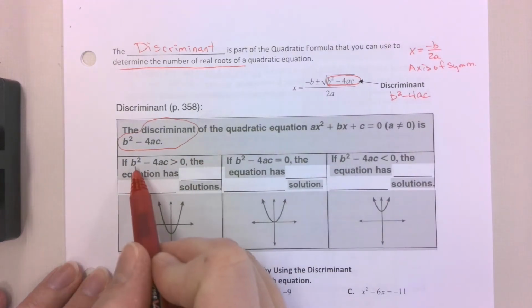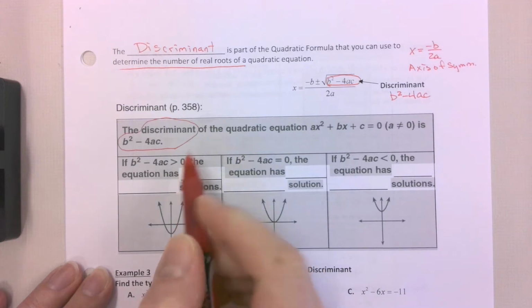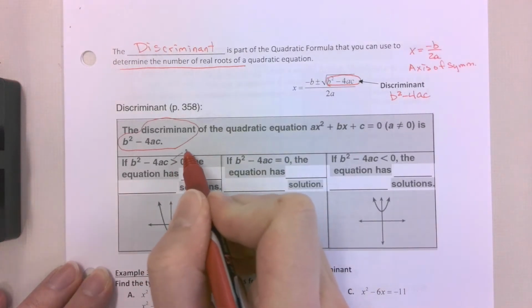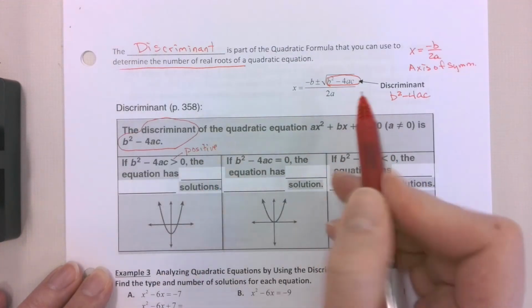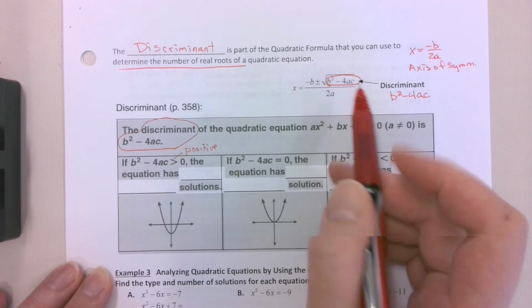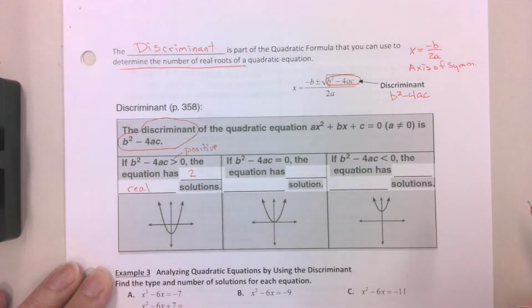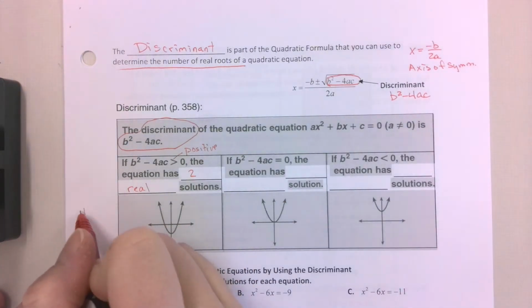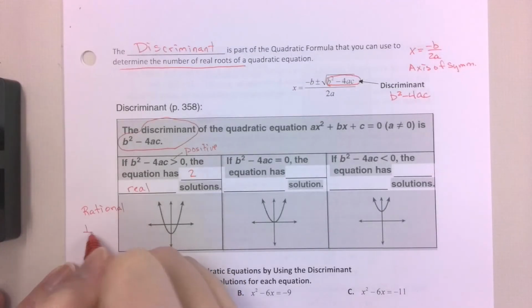If our discriminant, b squared minus 4ac, is greater than 0, and what's that really mean, greater than 0? That means it is a positive number. If my discriminant, the number underneath the square root sign, is positive, I can take the square root of it, and I will have two real solutions. I can go further with this. Having those two real solutions, I can determine if they are rational or if they are irrational.